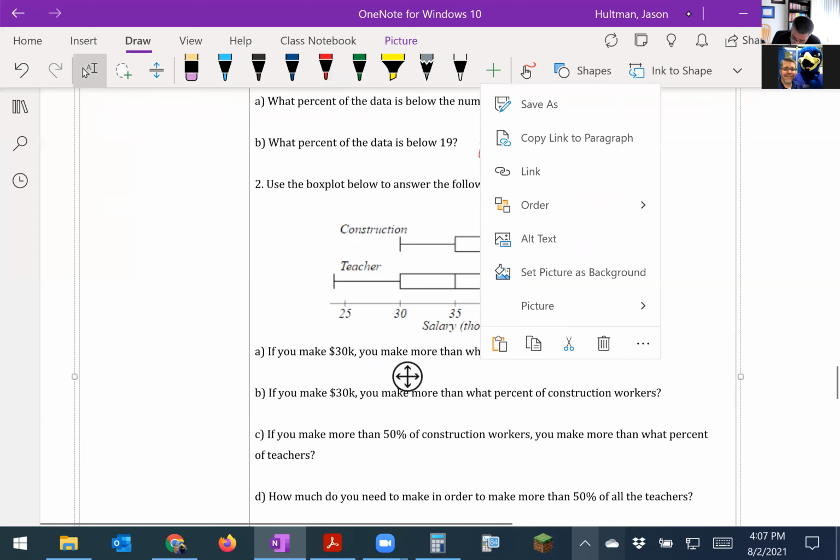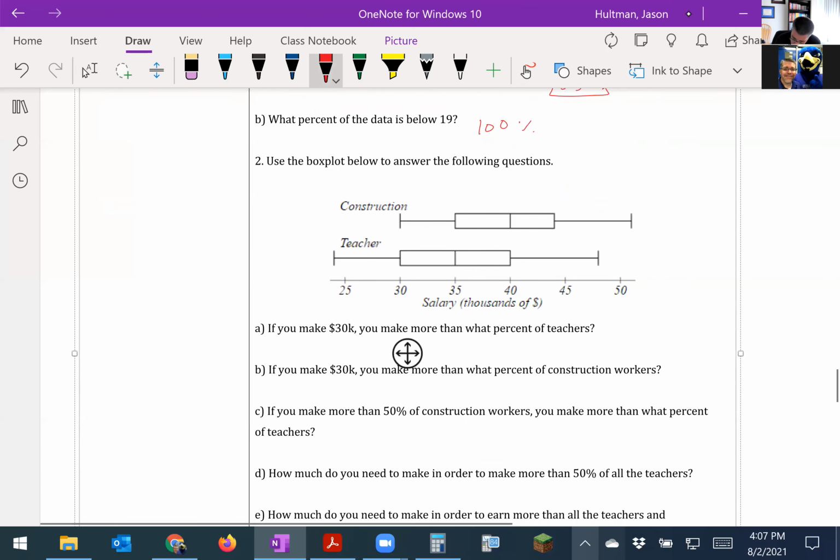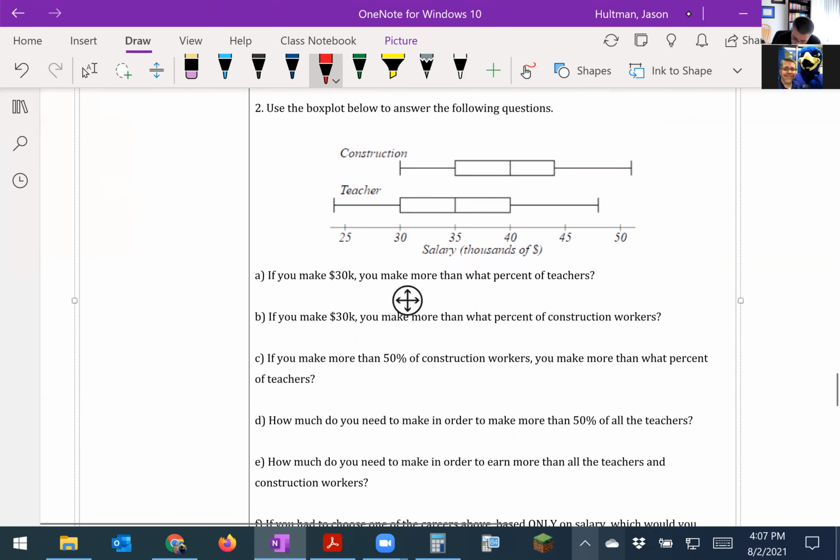Okay, let's look at the next ones. Use the box plot below to answer the following questions. We have a construction worker and a teacher. If you make $30,000, that's what 30K means, $30,000, you make more than what percent of teachers?